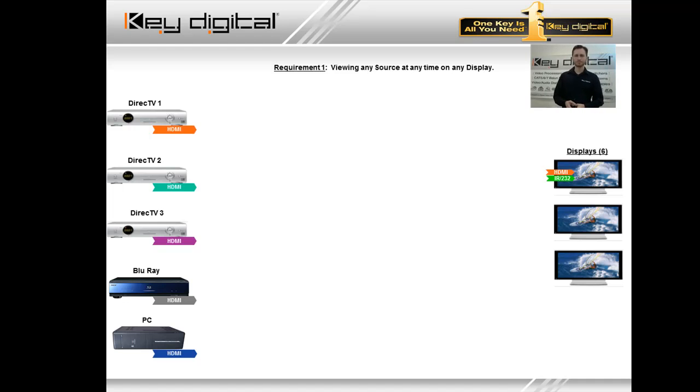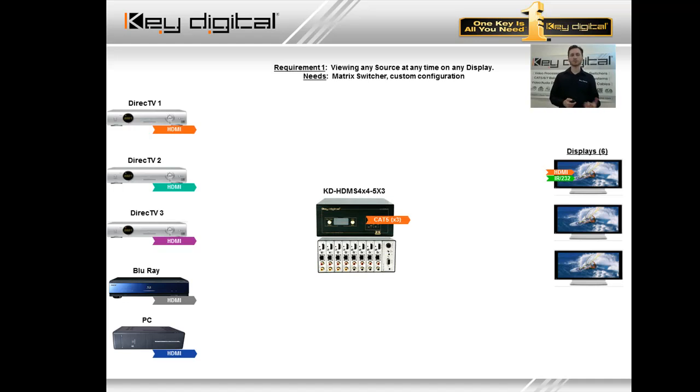Requirement number 1, providing access to any of those 3 displays to any of the 5 sources at any given time, is going to be a perfect application and really a flagship application for our KD HDMS 4x4, 5x3. 5x3 is a custom configuration. Because of that card slot flexibility that we discussed in level 2 part 2, you know that HDMS 4x4 can be any possible configuration that totals 8. Anything from 1x7 to 7x1 can be fulfilled with this part.